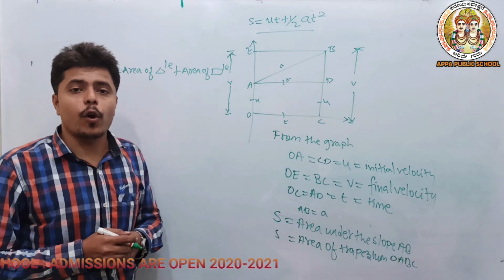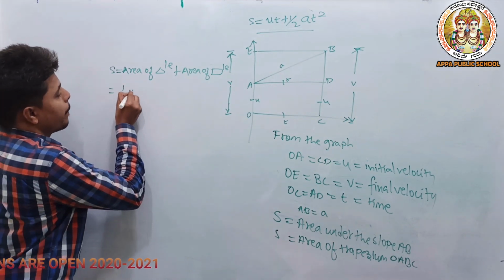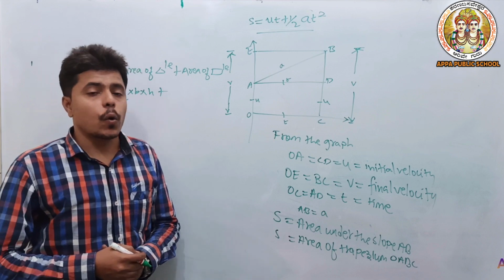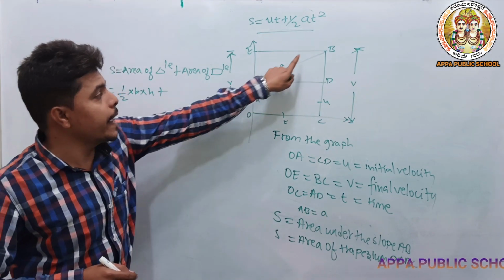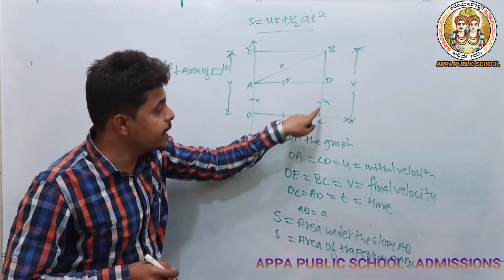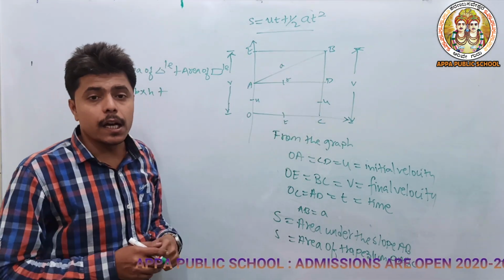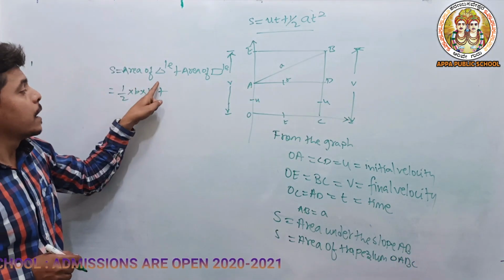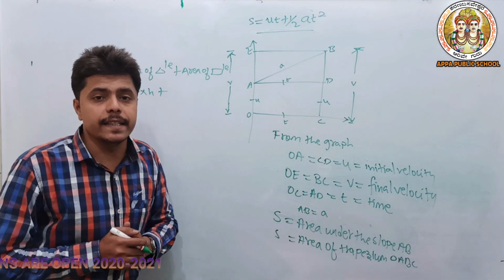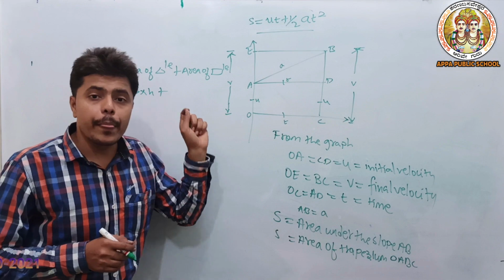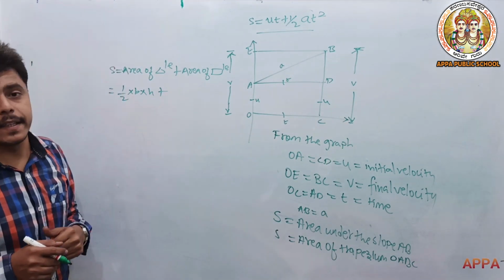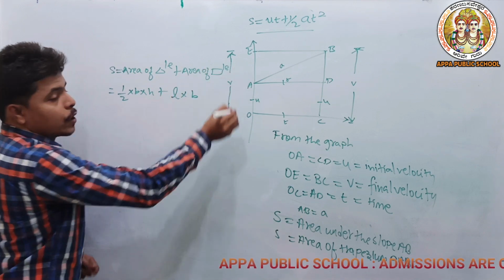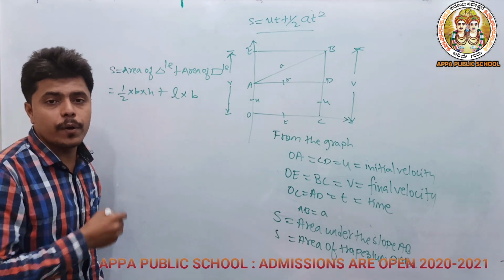Now, what is the formula for area of a triangle? Half into base into height, plus what is the formula for area of a rectangle? Here you can see a triangle ABD and a rectangle OADC. I repeat, ABD is a triangle, OADC is the rectangle. So S is equal to area of triangle ABD and area of rectangle OADC. Half into base into height, and then area of rectangle, length into breadth.